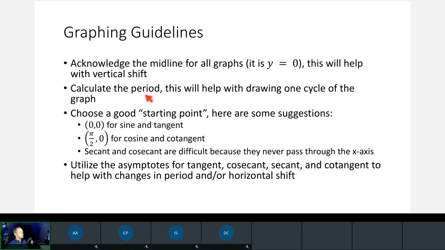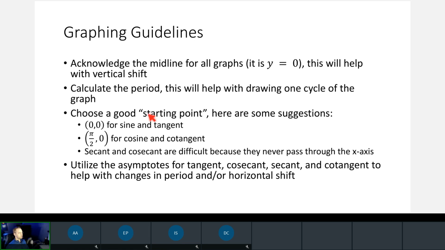All right, so graphing. The midline is y equals 0, and that will be changed if there's a vertical shift. Yep, we know that. We also need to know the period, because that tells us how squished or stretched our graph is going to be before it starts to repeat. So that's important.